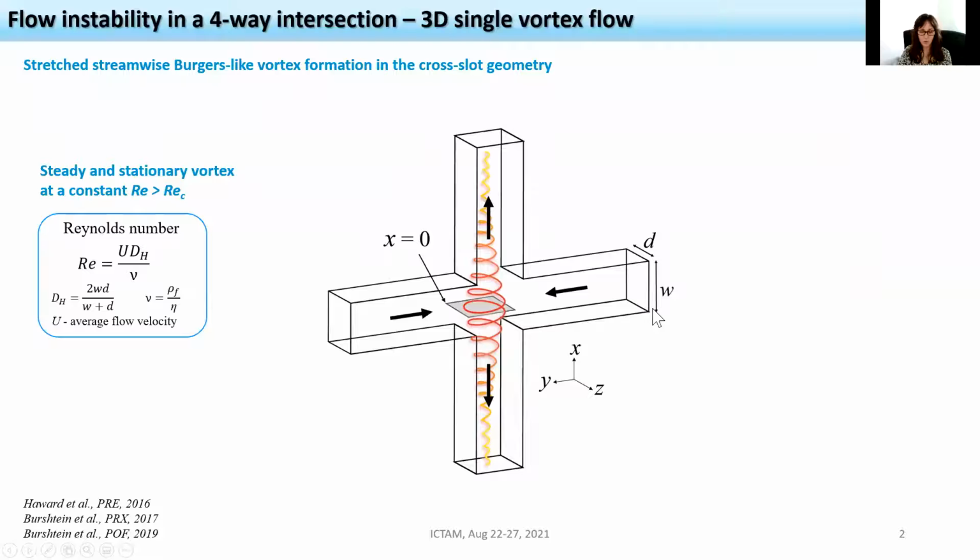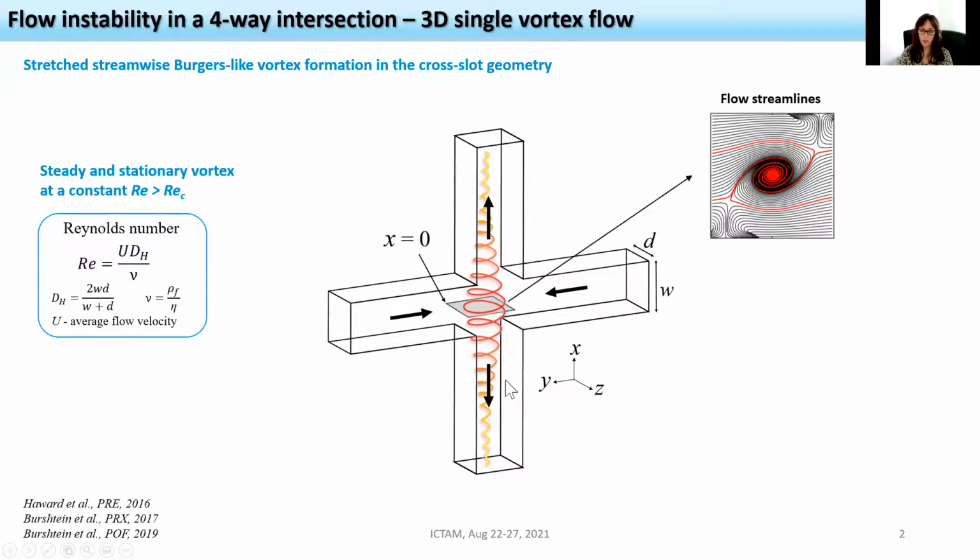In order to study particle flow in a single vortical flow field, first we need to generate this type of flow field. We do this by using the cross-slot geometry, where we have inflow from two opposing directions and outflow from the other two opposing directions. This induces a flow instability upon a critical Reynolds number, which results in a vortex formation that is stretched downstream. If we take a slice or a cross-section from this flow field, we can plot the streamlines and see how this flow behaves, and we can recognize a stagnation point at the center of the flow field.